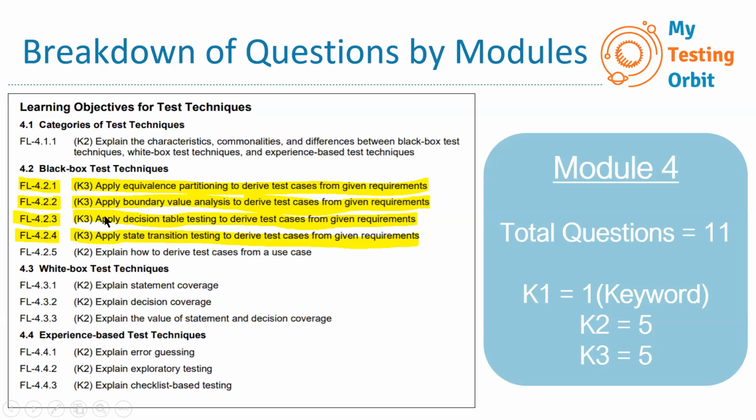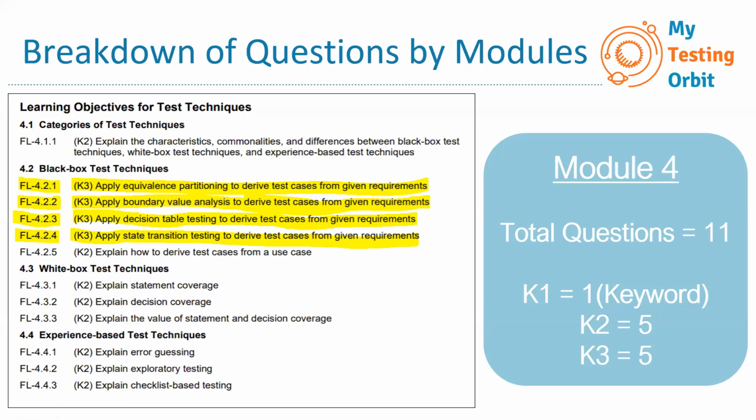From K3, the ones which are highlighted are K3. We have 4 learning objectives, but over here we are saying that 5 questions would be coming. The way it will come is that we will have one question each from these learning objectives, and there will be one additional question from either 4.2.1, which is equivalence partitioning, or 4.2.2, which is boundary value analysis. Which means we will have one question from equivalence partitioning, and one from boundary value analysis, and on top of that we'll be having a third question which might be either from equivalence partitioning or boundary value analysis.